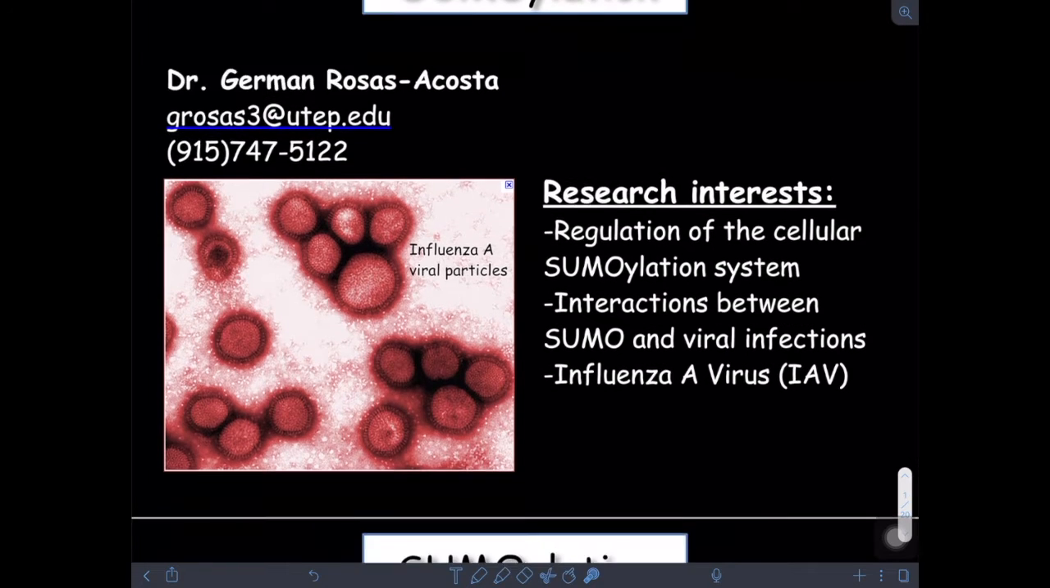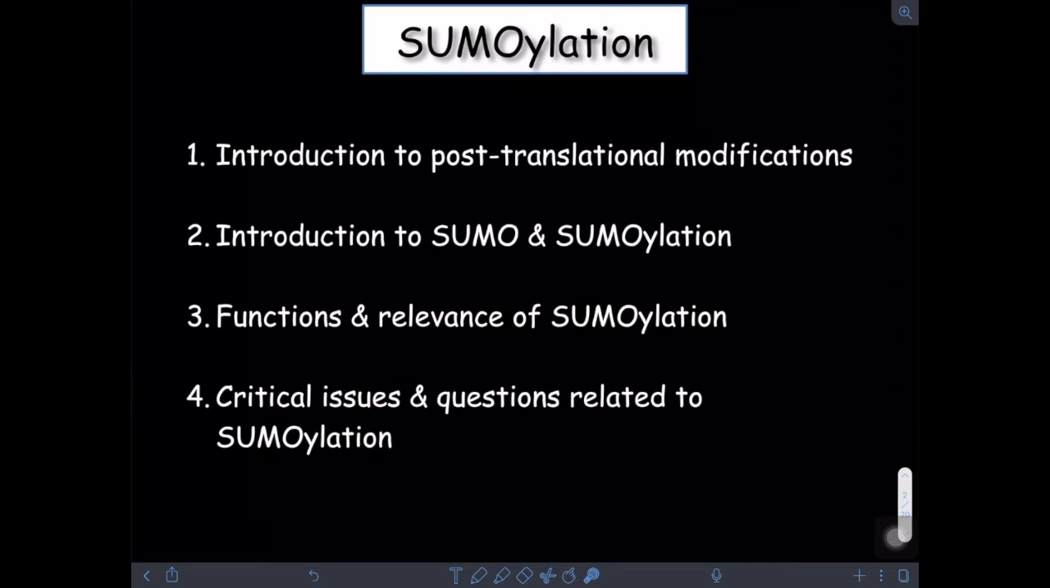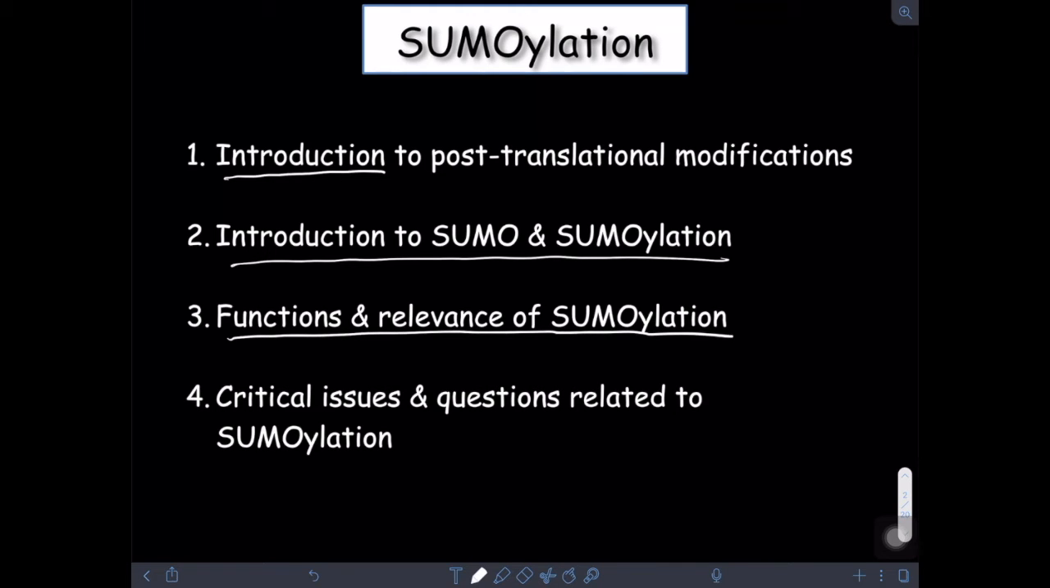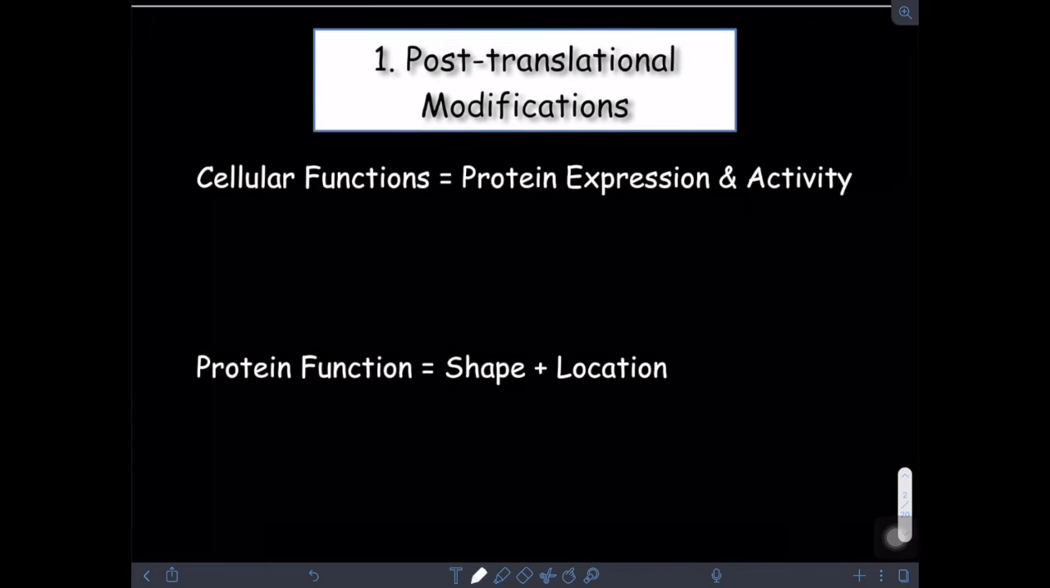For this first lecture of the SUMOylation component, I will be dealing with a brief introduction to post-translational modifications, followed by an introduction to SUMO and the SUMOylation system, followed by the functions and relevance of SUMOylation, not only for proteins, but for the cell in general, and I will end with a brief discussion on some of the critical issues and questions that are related to the SUMOylation system. So first, let's get started with post-translational modifications.